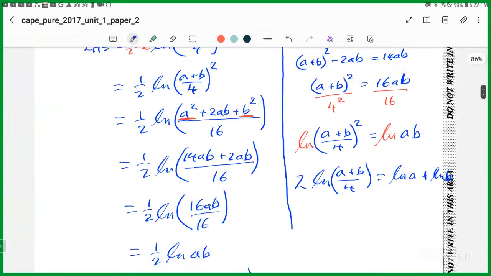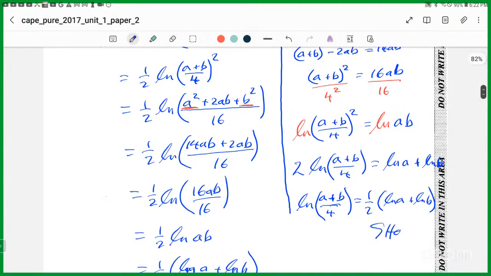Then to get rid of this 2, I need to multiply both sides by a half. When I multiply 2 by a half to get rid of this 2, I will get ln of a plus b over 4 equals half bracket ln a plus ln b. Shown. I'm showing it to be true.